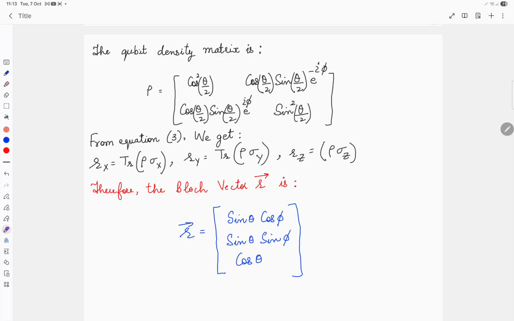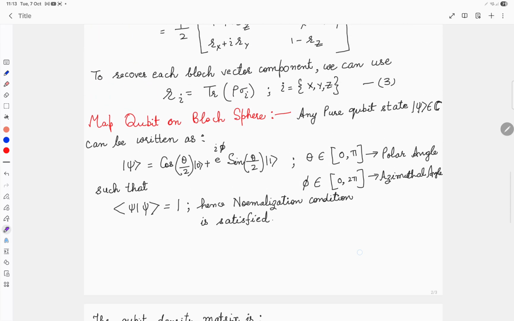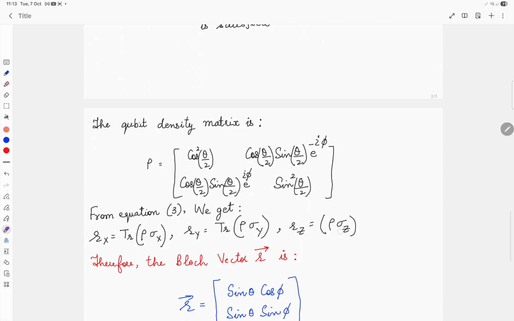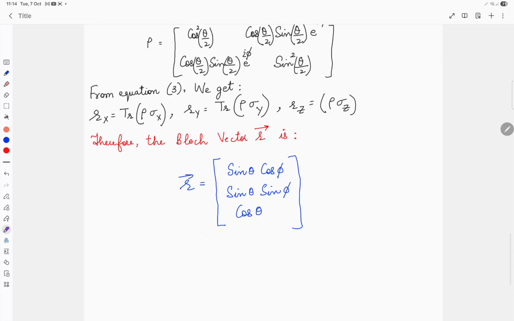That means we get a point on the Bloch sphere. Starting from the qubit state, under the heading mapping qubit on Bloch sphere, we started with the qubit and we have mapped this qubit on the Bloch sphere using this Bloch vector.